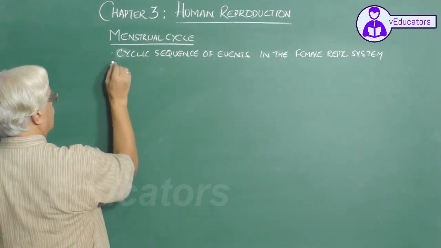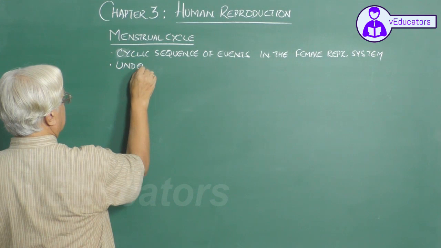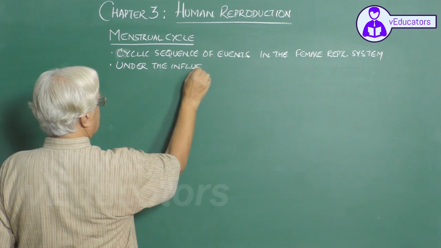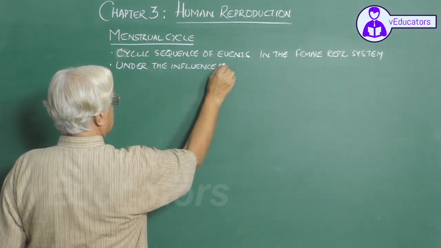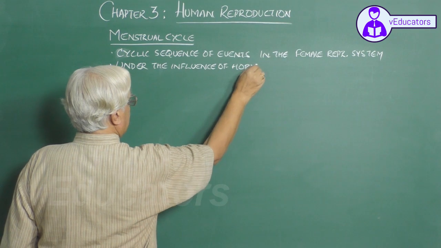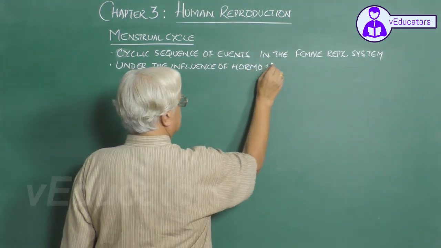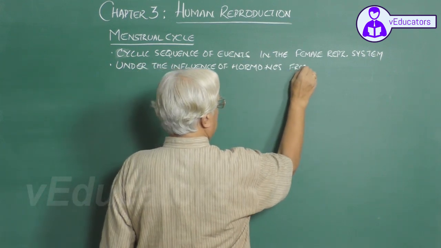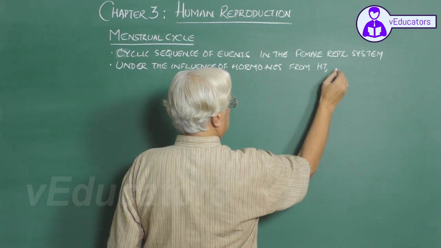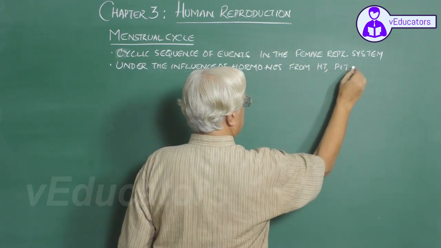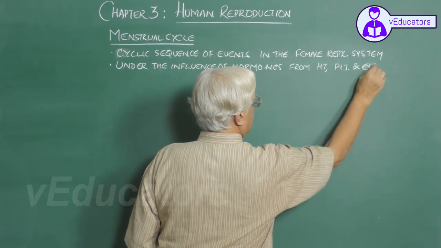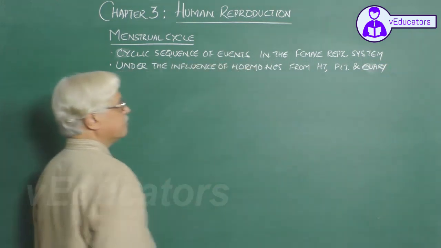And these events occur under the influence of hormones. And these hormones, as we have seen, are from hypothalamus, pituitary and ovary.